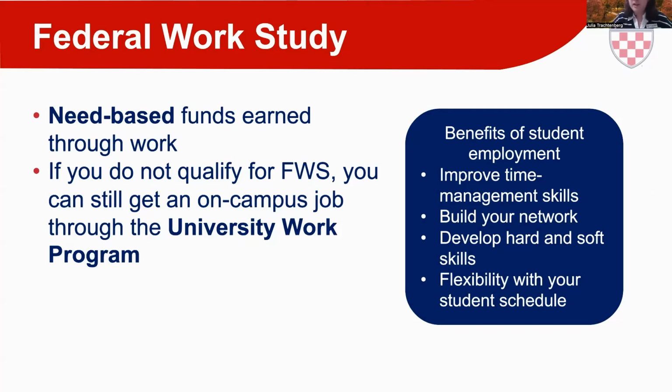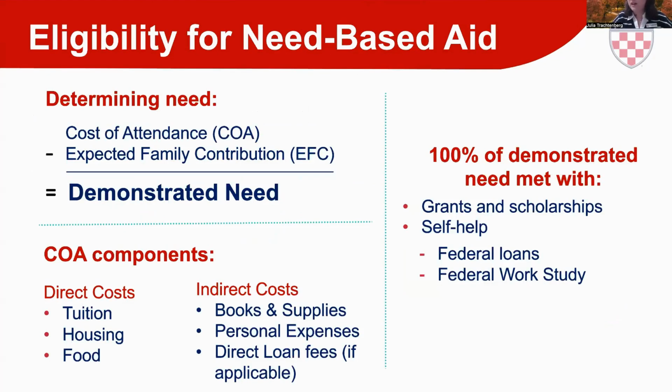All right, so now we're going to go into a little bit more detail about how we determine the need-based aid that you're eligible for. It all kind of centers around this one equation here, which is the cost of attendance minus the expected family contribution equals your demonstrated need. So we'll break those different vocab words down here.